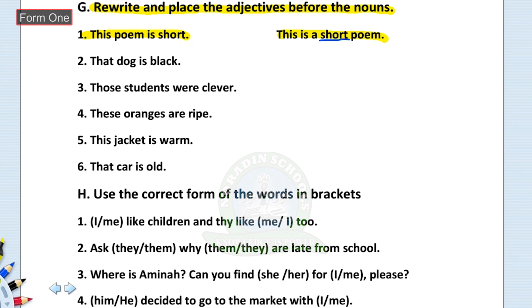Well, the second one, that dog is black. You have to rearrange and change the word order and use the word black before dog. It becomes, that is a black dog.